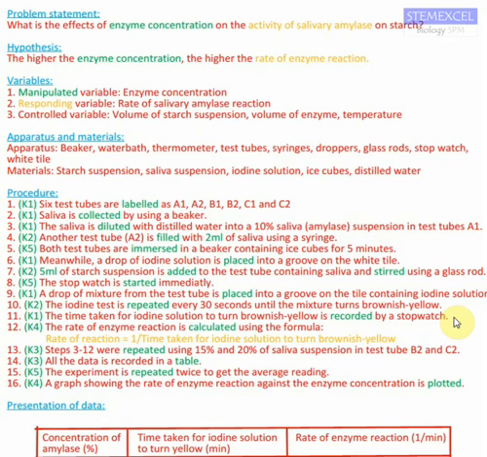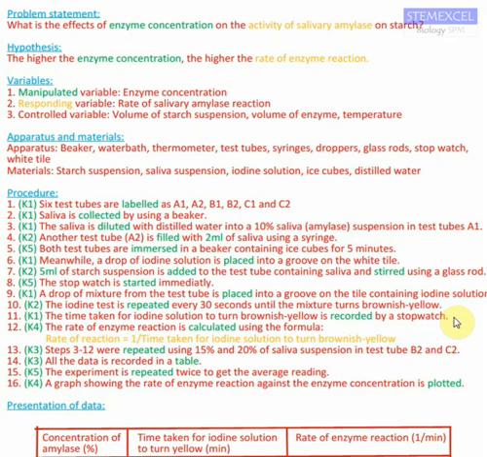The rate of enzyme reaction is calculated using the formula: rate of reaction equals 1 divided by the time taken for the iodine solution to turn brownish yellow. This step of having the formula is very important because you will be required to calculate the rate or anything like that for this kind of experiment. So it's important to always include the formula that is relevant for the experiment.